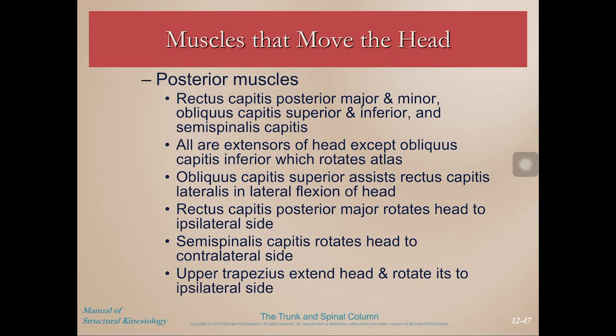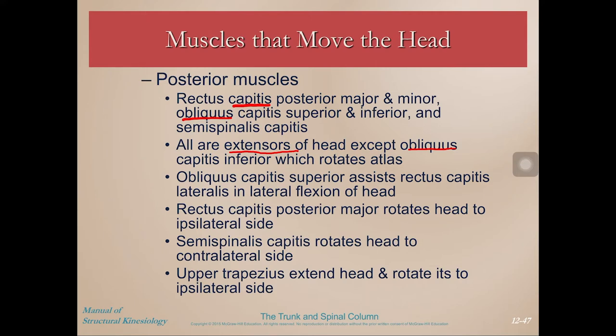All right, posteriorly, we have the rectus capitis posterior, major and minor. Okay, obliquus capitis, and obliquus, you can tell it's going to run diagonally because of that word obliquus. Obliquus capitis superior and inferior, and semispinalis capitis. Now, all of these are extensors of the head, except for obliquus capitis. Most likely because of that angle, right? We haven't seen it yet, but we know that it goes diagonal. It rotates the atlas. Obliquus capitis superior assists with rectus capitis in lateral flexion of the head, and that's going to be because of its position. Laterally, it's not very medial.